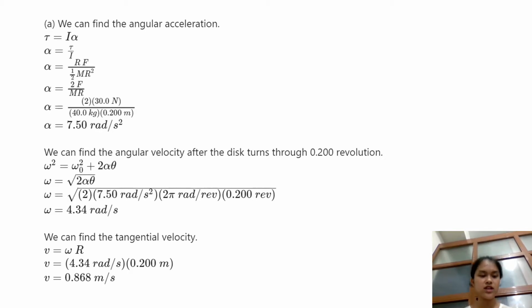Now we can use the angular velocity to find the tangential velocity. We use the equation tangential velocity equals angular velocity times radius. The angular velocity that we obtained was 4.34 rad per second, and we multiply this by the radius, which is 0.2 meters, and we get the tangential velocity, which is 0.868 meters per second.